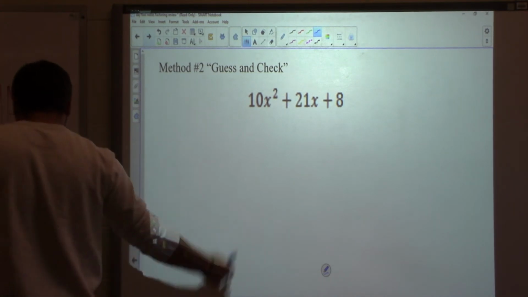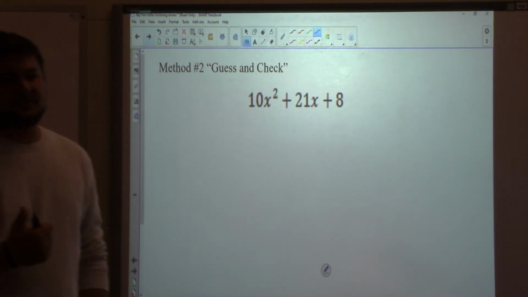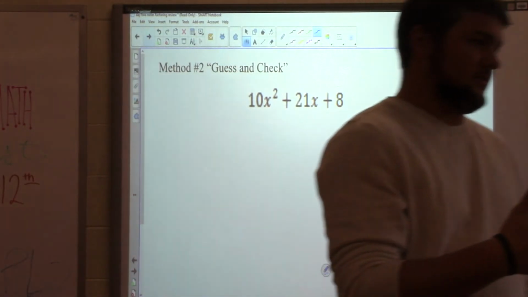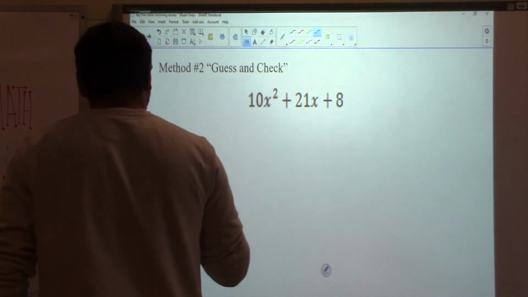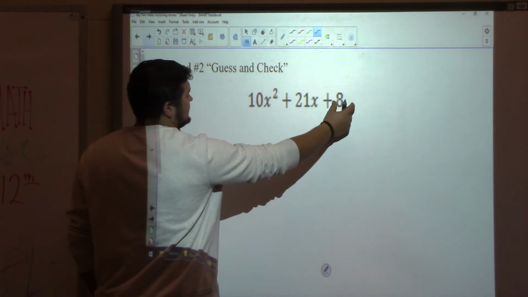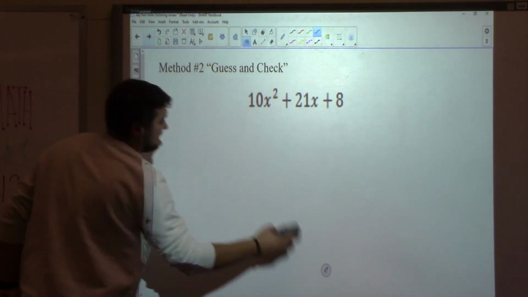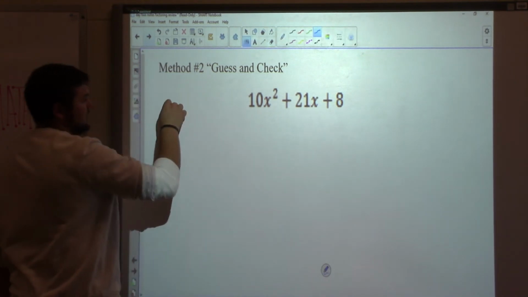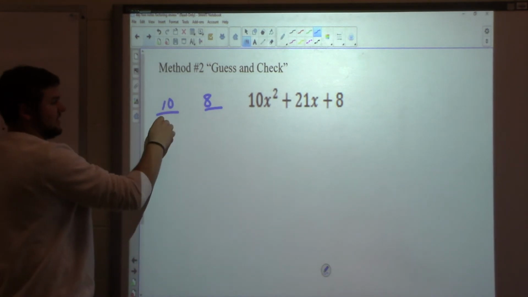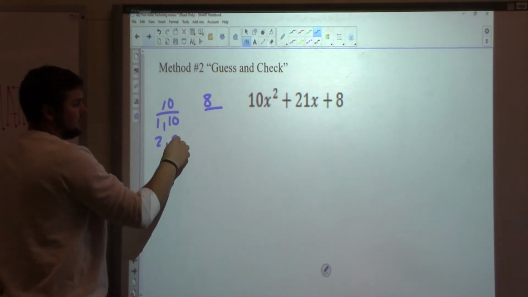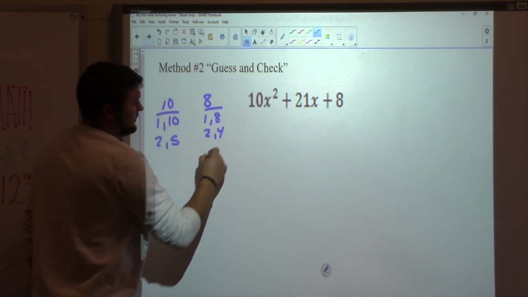Okay, method 2, guess and check. Same thing that we started with. See if you can take a GCF out. Can we? No. So the next thing I've got to look at is A and C. So I have 10 and I have 8. I'm looking for factors of both 10 and 8. Well, factors of 10: 1 and 10, 2 and 5. Factors of 8: 1 and 8, 2 and 4.